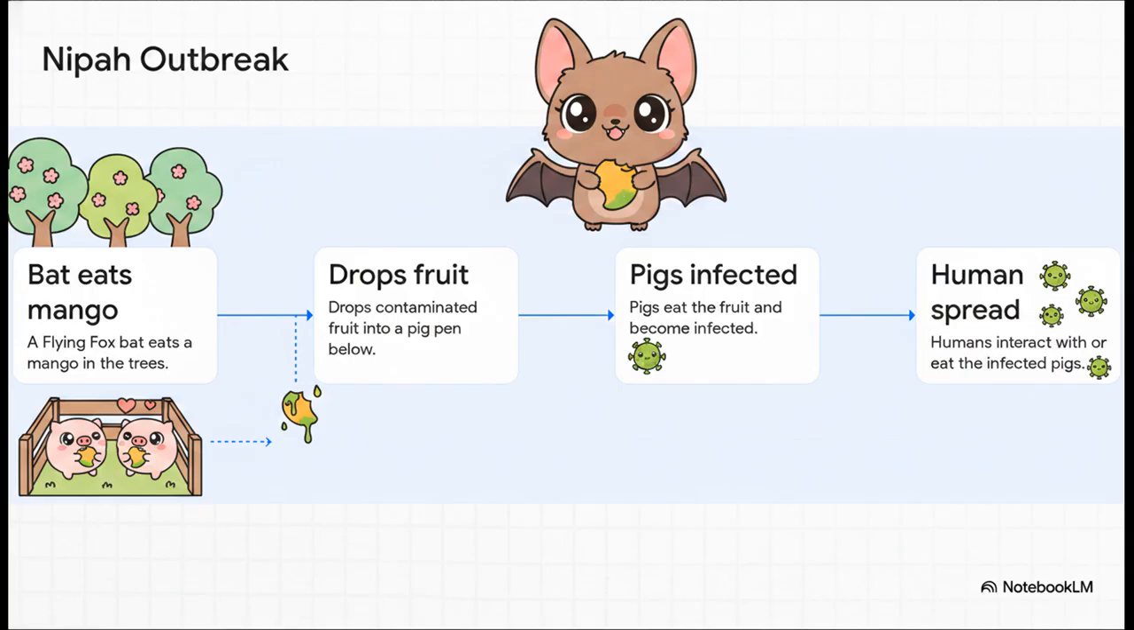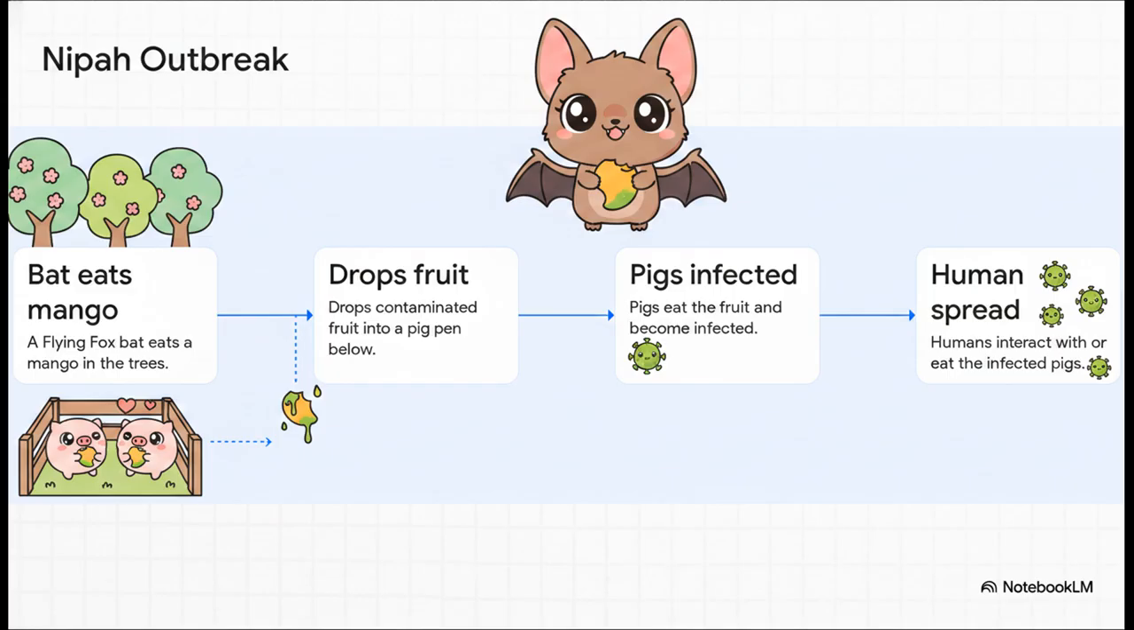Step 1. The natural reservoir. A flying fox bat is just eating a mango in the trees. But because bats are notoriously messy eaters, Step 2 happens. It drops a piece of half-eaten, saliva-contaminated fruit directly into a pig pen located right below those trees. Step 3. The pigs eat that contaminated fruit and become infected. And finally, humans who either eat those pigs or interact with their respiratory secretions and saliva become infected themselves.